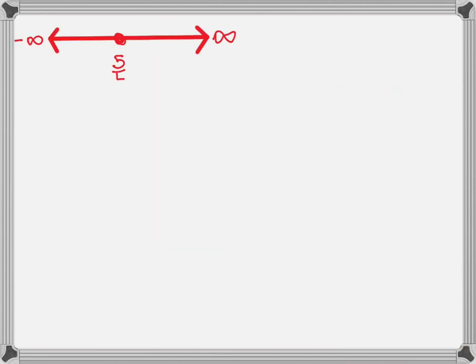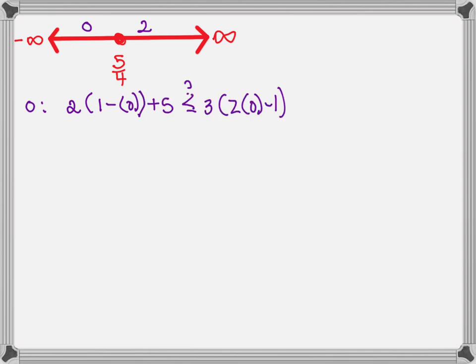Okay, so I'm just redrawing that so that we have room to test our test values. Let's test the 0. So substituting in, I have 2 times the quantity 1 minus 0 that got substituted in, plus 5. Is that less than or equal to 3 times the quantity of 2 times 0 minus 1? Let's simplify. 2 times 1 minus 0 is 1, plus 5, less than or equal to 3 times 2 times 0 is 0 minus 1, negative 1. So I have 3 times negative 1 on the right-hand side.